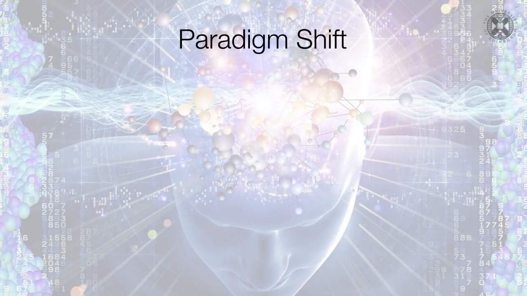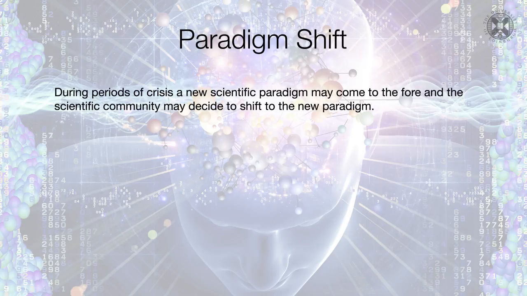So, despite what Popper said, according to Kuhn, during periods of normal science, there is no attempt to falsify or refute a scientific theory. The accepted scientific paradigm undergoes a period of crisis only when a sufficiently large number of anomalies accumulates. During periods of crisis, a new paradigm may come to the fore, and the scientific community may decide to abandon the old paradigm and shift to the new one. This is what Kuhn called the paradigm shift.